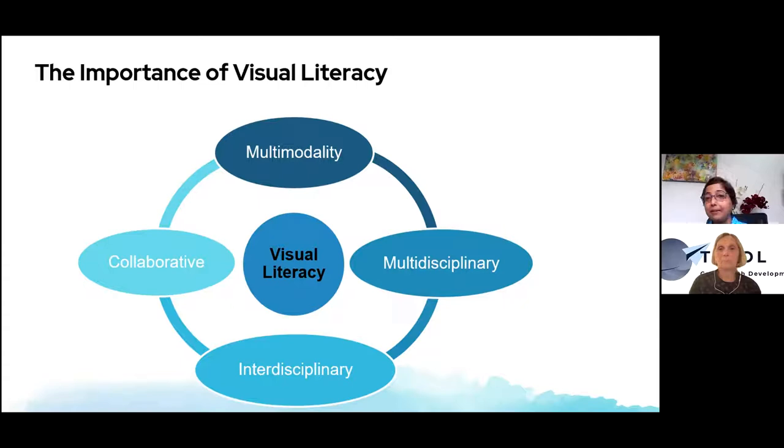And interdisciplinary, within visual literacy itself, the various branches of knowledge that are available within that discipline itself. And finally, collaborative. It's fantastic to see how visual literacy encourages collaboration between our students when you put them in their groups. And currently now, in the new norm, we put them in their breakout rooms.